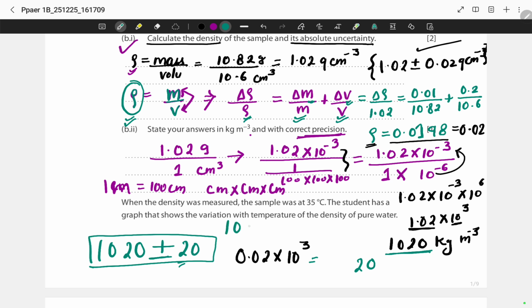Imagine I would have got the answer as 1020.3. Then I would have to write 20.0. So this is what we mean by correct precision. You need to match the decimal points of the uncertainty with the decimal points of the measured value or calculated value. I hope I'm clear. Okay.